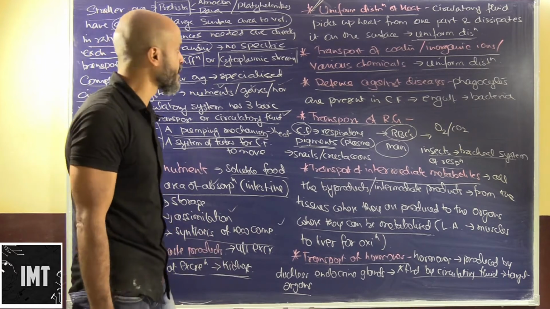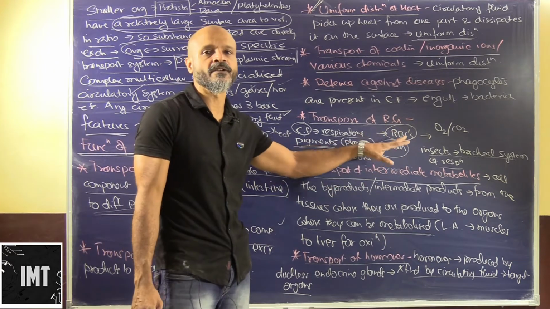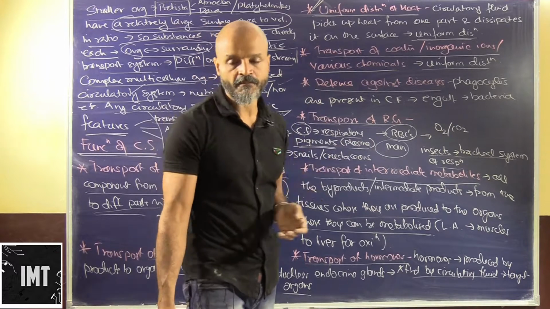So these are the target organs. There are many target organs, and the circulatory fluid, that is blood itself, carries hormones all the way up to them. Okay.